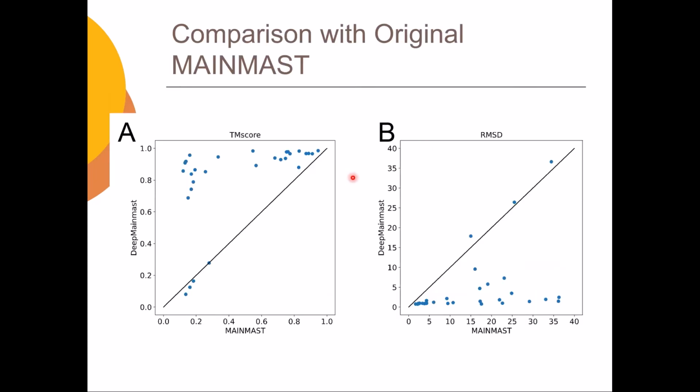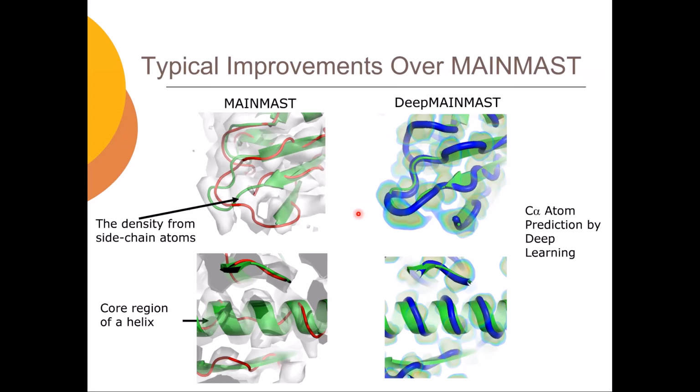If you compare the original MainMast and Deep MainMast, which now uses the deep learning based features, the TM score, which is about the fraction of residues that are correctly modeled, shows a significant improvement over the original MainMast. This is in terms of RMSD. The improvement we can observe, the benefit from deep learning, is typically in these two cases.